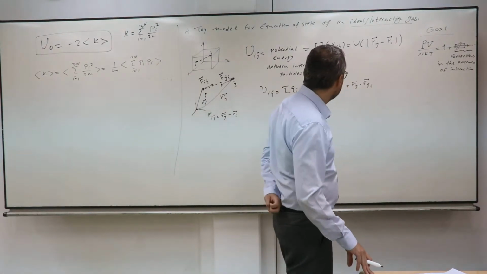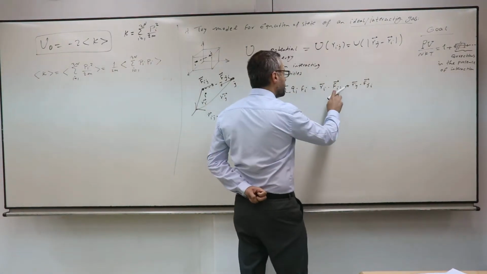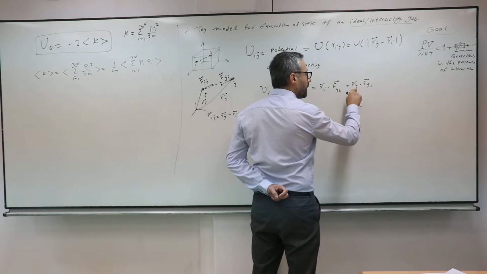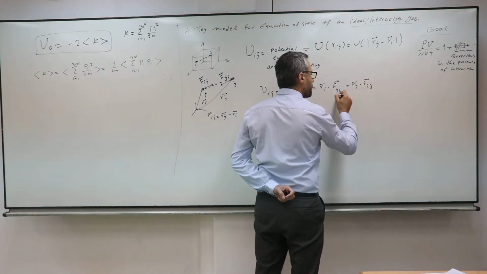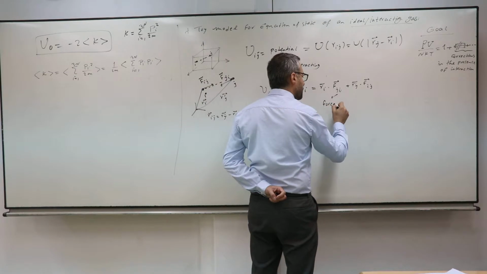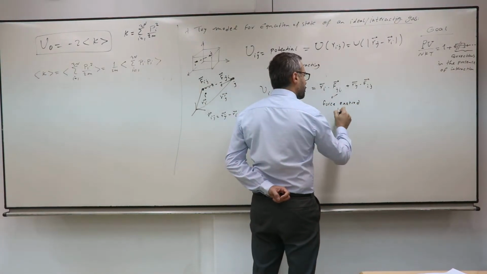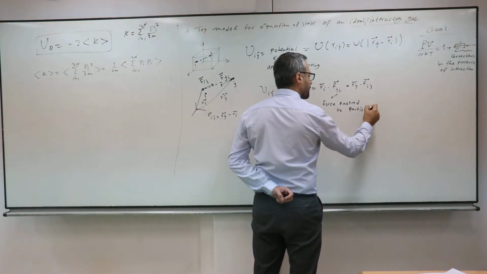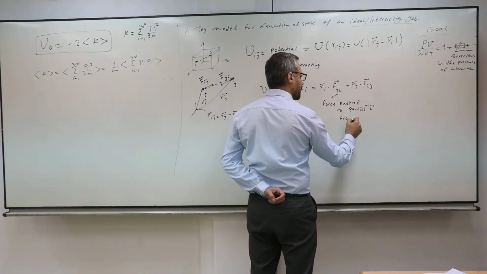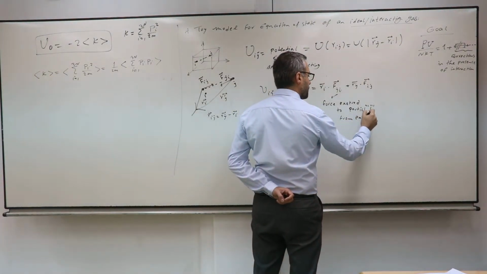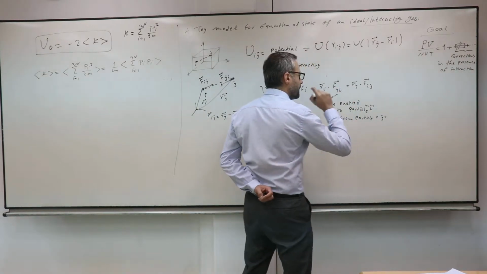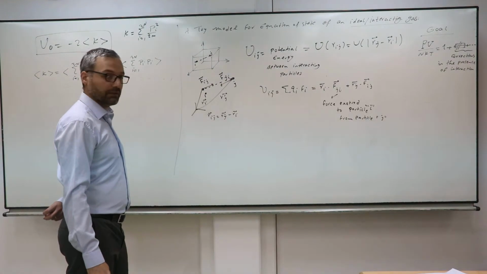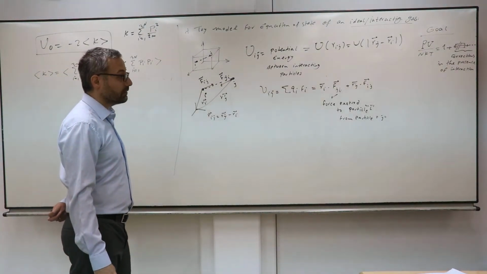So Ri dot what? The force which particle i feels, and Rj, the force which particle j feels. So this is the force set to particle i from particle j. And the same for here: Fij is the force from particle i to j. Now you need to be very careful writing the index.